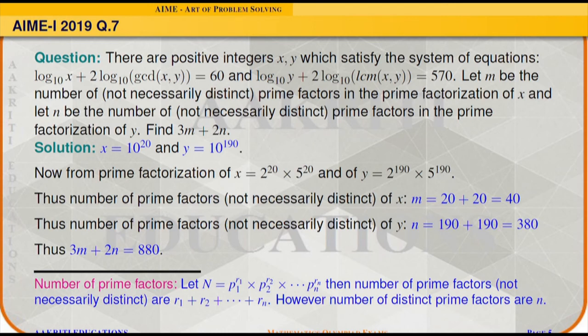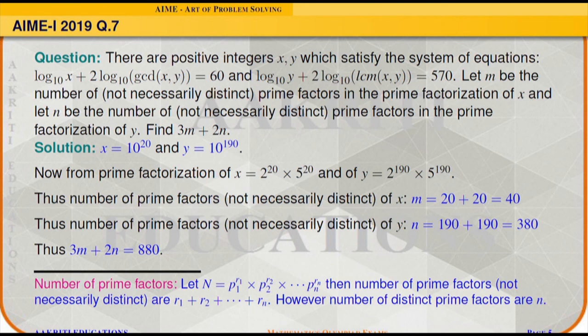But we are supposed to find the number of prime factors which are not necessarily distinct. And hence, if we look at the prime factorization of x and y, which are nothing but 2 raised to the power 20 times 5 raised to the power 20 and 2 raised to the power 190 times 5 raised to the power 190 respectively, then we will get the number of prime factors of x as 20 plus 20 equal to 40 and the number of prime factors of y as 190 plus 190, that is 380.